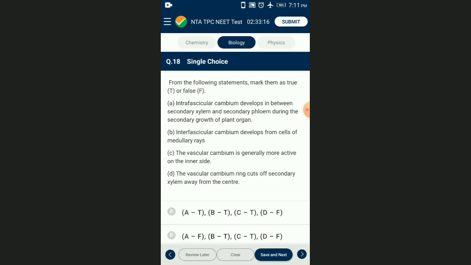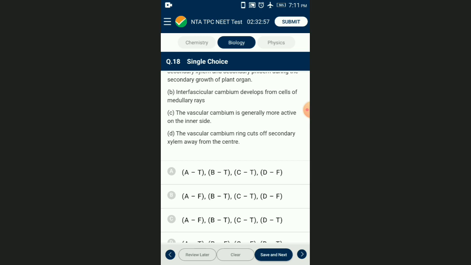So that is true. C: The vascular cambium is generally more active on the inner side. That is also true. D: The vascular cambium ring cuts off secondary xylem away from the center. That is false. So from the given four statements, A and D are wrongly given, B and C are correctly given. So the correct option is B.